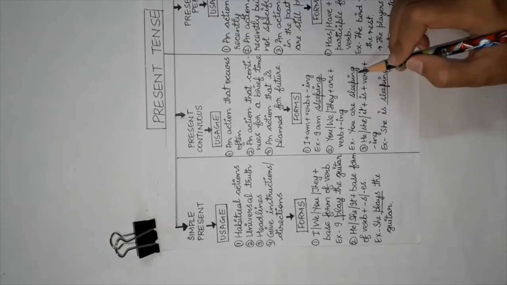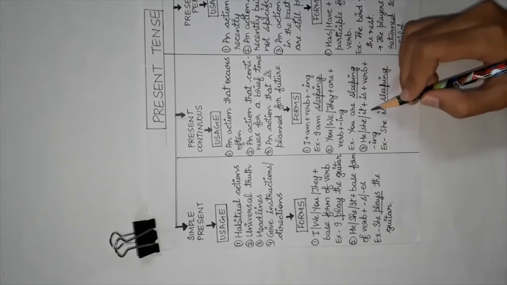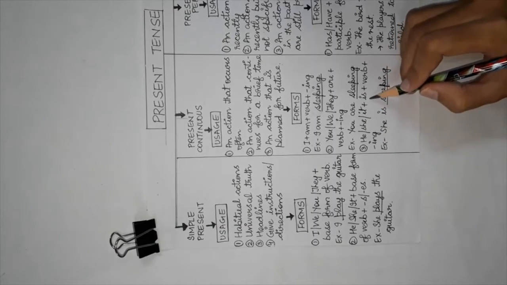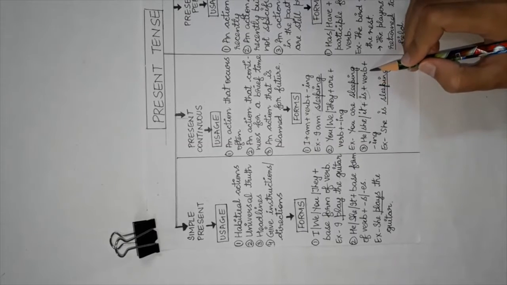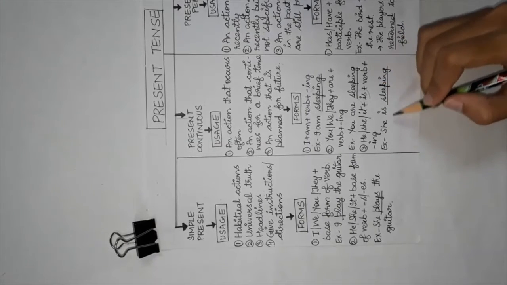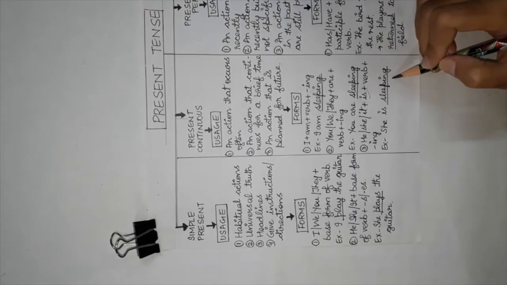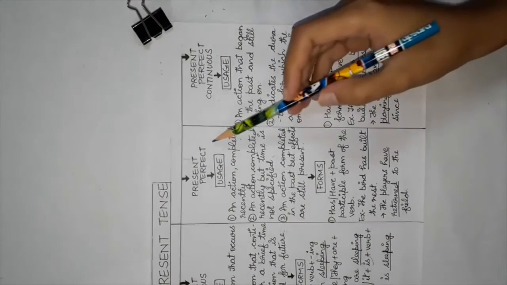You are sleeping. With he, she, it we use is plus base form of the verb plus ing. She is sleeping. Now we have present perfect tense.